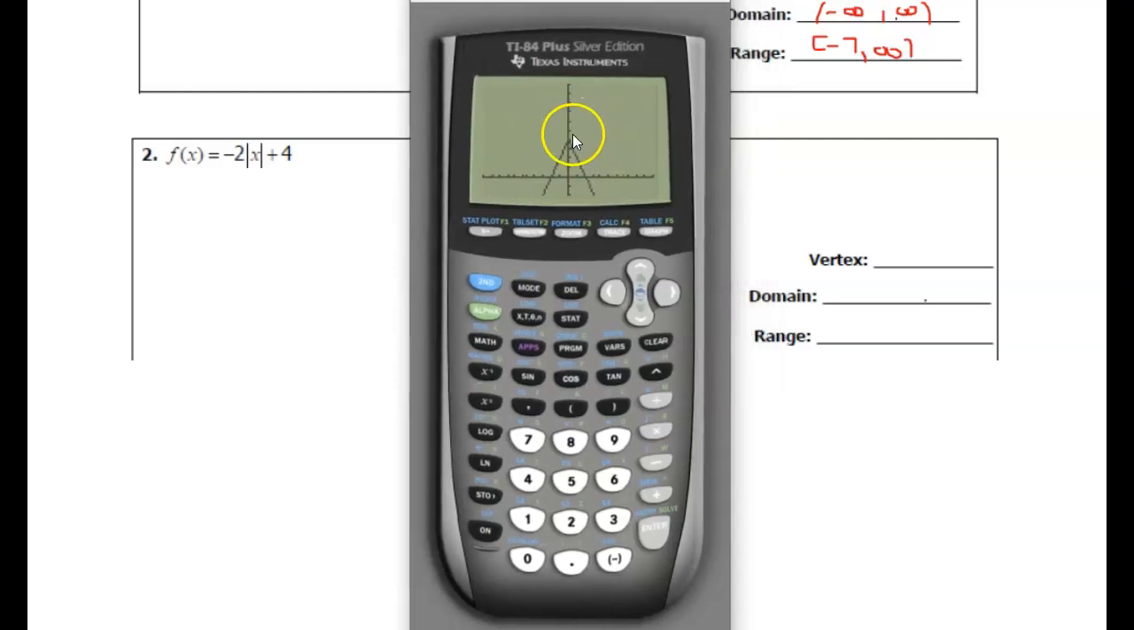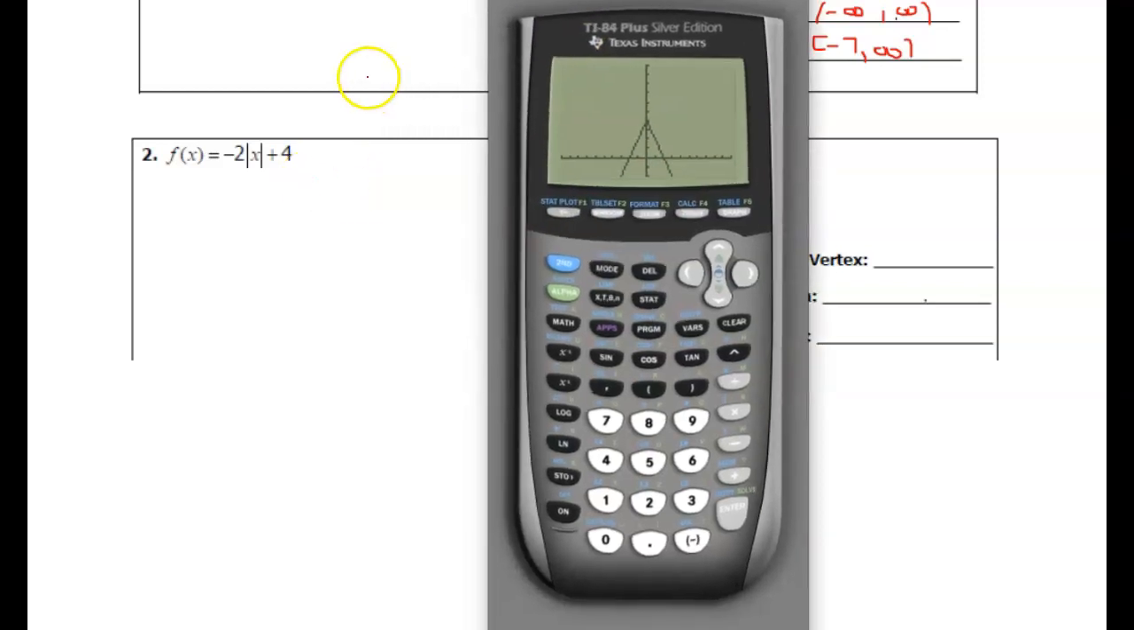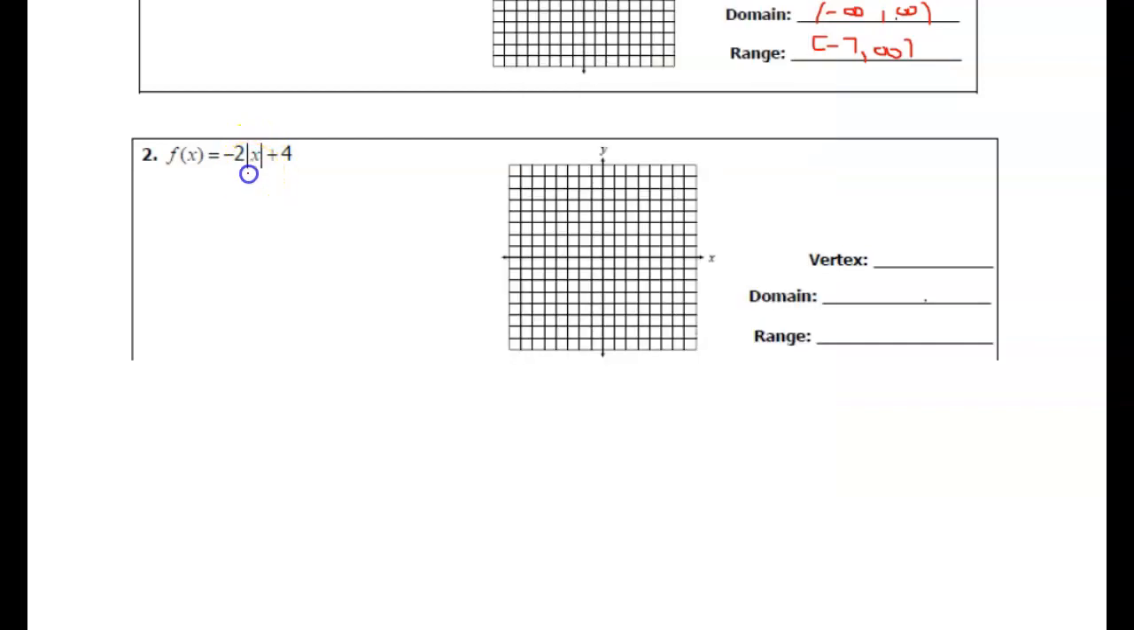If I want to figure out what the vertex is, in this case I want to set whatever is inside the absolute value equal to 0 and solve for x. Well, we're lucky here. We obviously know that it happens when x is at 0. So x equals 0.